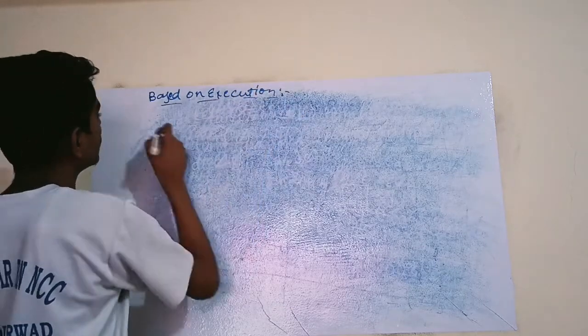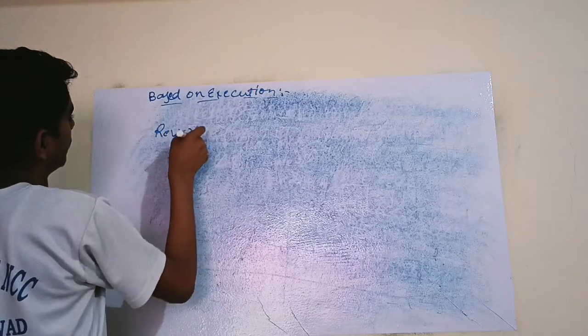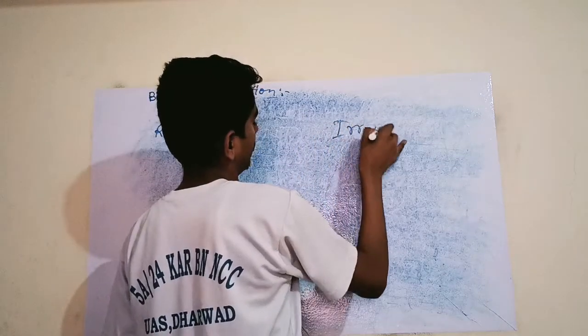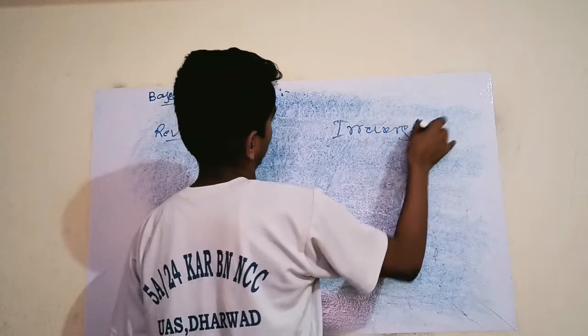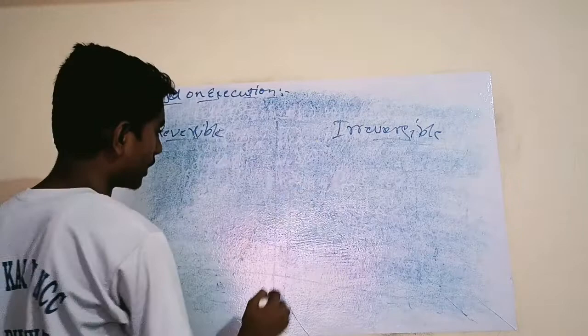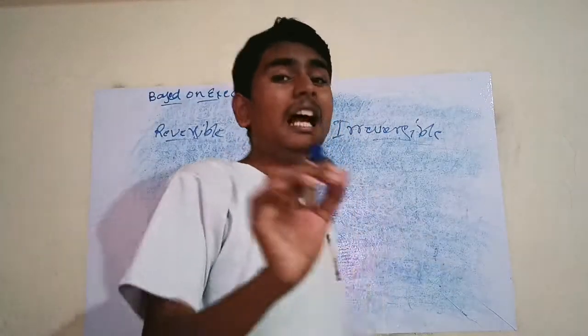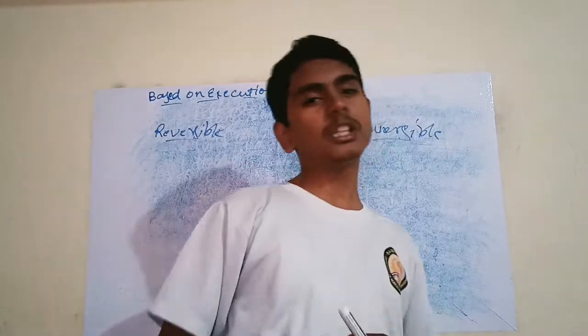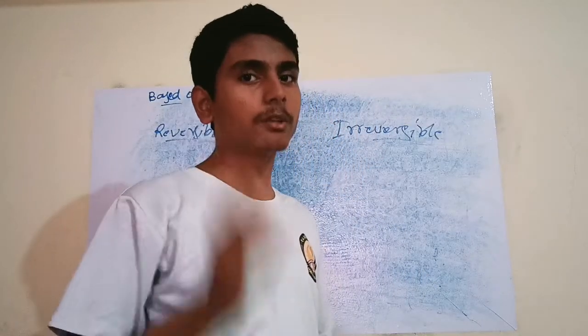Based on execution, a process is classified into reversible and irreversible. What do you mean by reversible and irreversible? I will take a simple example and make you understand what is reversible and what is irreversible.